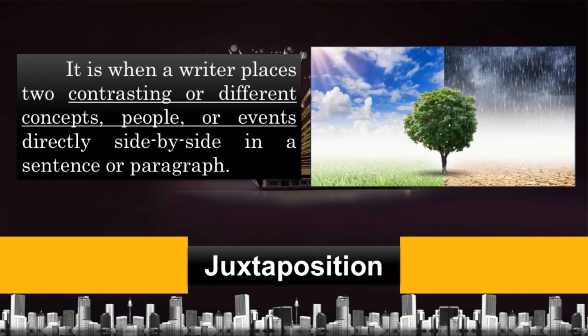Next is juxtaposition. It is when a writer places two contrasting or different concepts, people, or events directly side by side in a sentence or paragraph. It is a human quality to comprehend one thing easily by comparing it to another. Therefore, a writer can make readers sense goodness in a particular character by placing him or her side by side with a character that is predominantly evil. Consequently, goodness in one character is highlighted by evil in the other character. Juxtaposition in this case is useful in the development of characters. Example, A Tale of Two Cities by Charles Dickens.